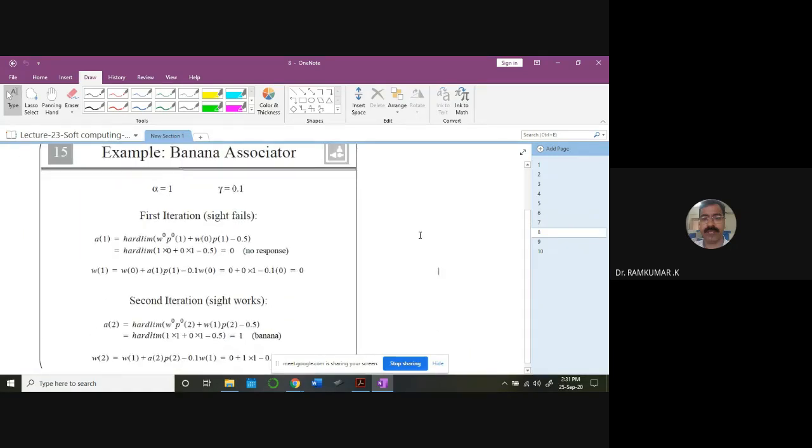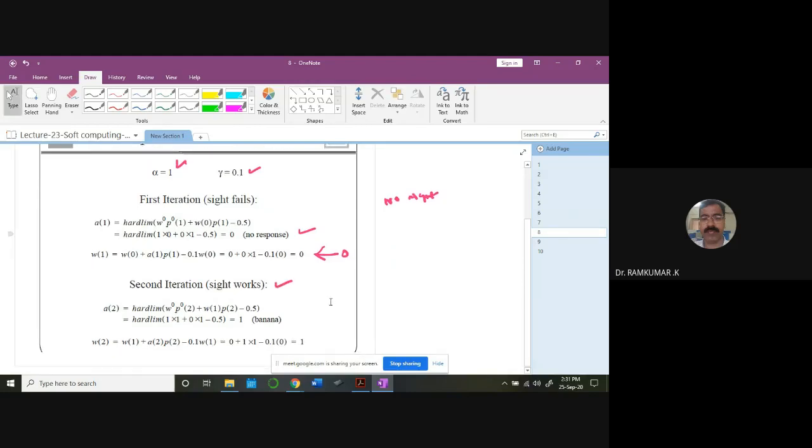So now the same banana problem, we're going to keep alpha equal to 1 and gamma equal to 0.1. What will happen initially? The same way, no response. Why is there no response? No sight of banana. Then I'm going to get 0, no weight updation. Second iteration, sight works. Perception is working, so banana is immediately recognized. Output is going to be 1.